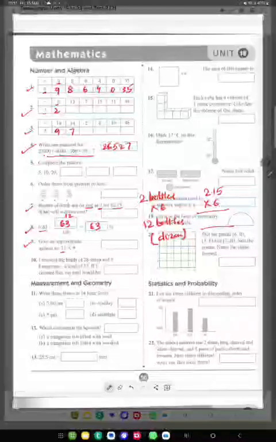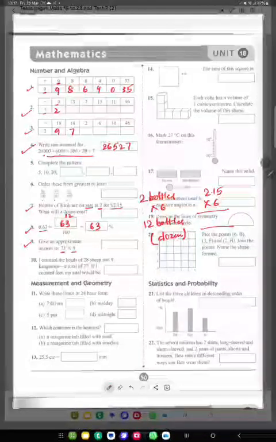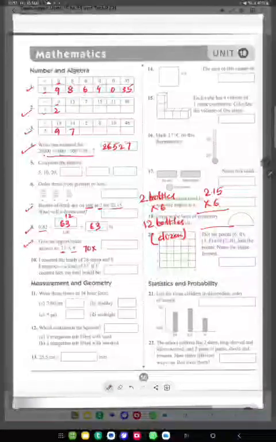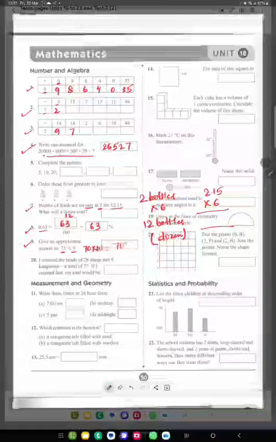Question 9. You need to give an approximate answer to this. So it's better if we round these numbers. 71 times 9. 71 is rounded to 70. 9 is rounded to 10. So the approximate answer is 700.